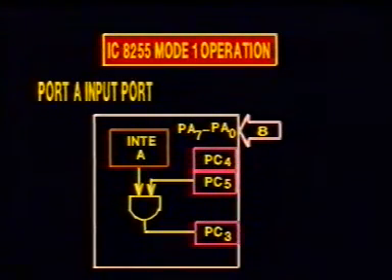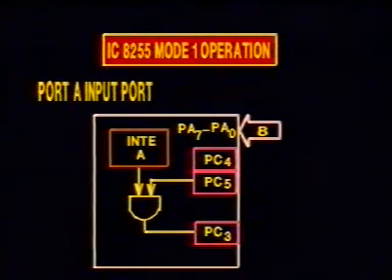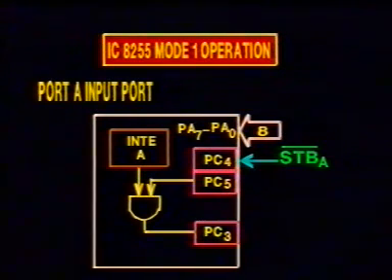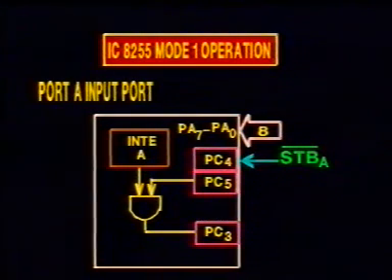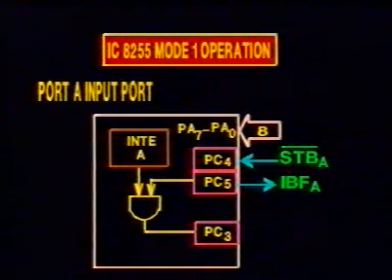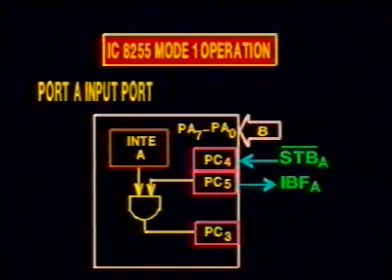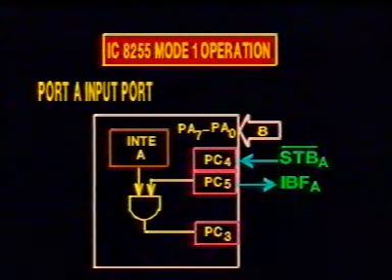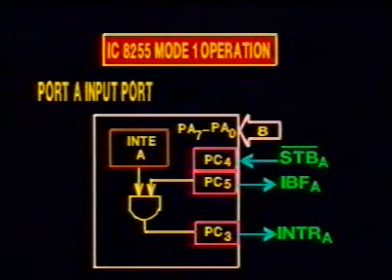Now let us go on to learn the details of mode 1. Under mode 1, let us study how port A can be used as an input port, and certain bits of port C will be used as control signals for this purpose. Bit 4 of port C is used as the strobe input. Bit 5 of port C is used as the input buffer full signal. Bit 3 is used as the interrupt signal.